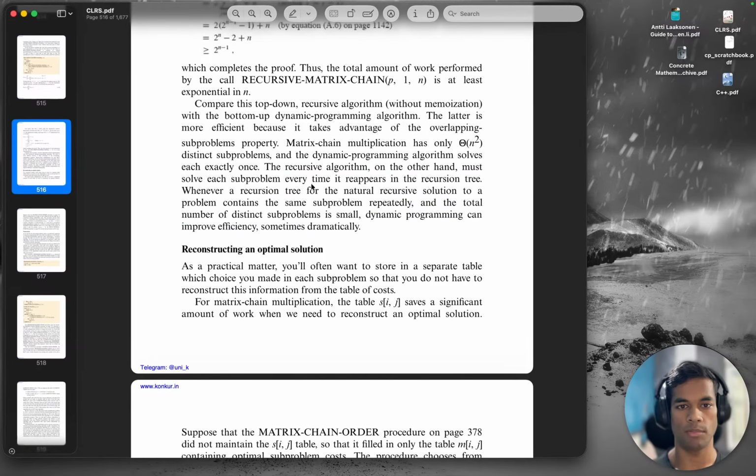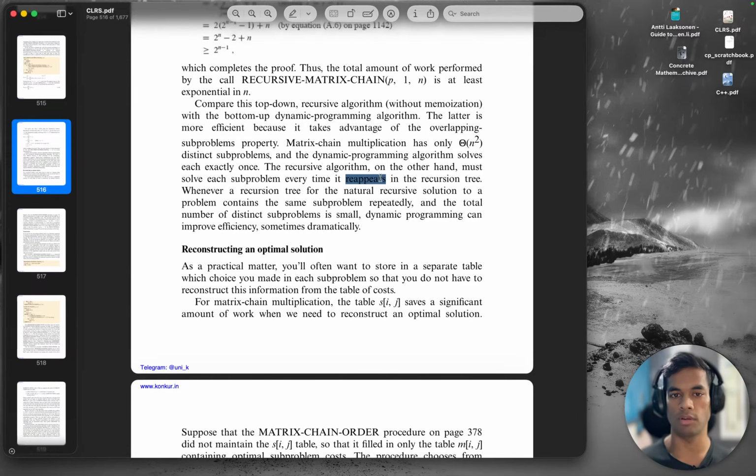Must solve each subproblem every time it reappears. Yep, reappears, not appears, reappears. If it is only appearing for the first time, then it is cool. We would have to solve it anyway. But if it is reappearing, then do not solve it again.